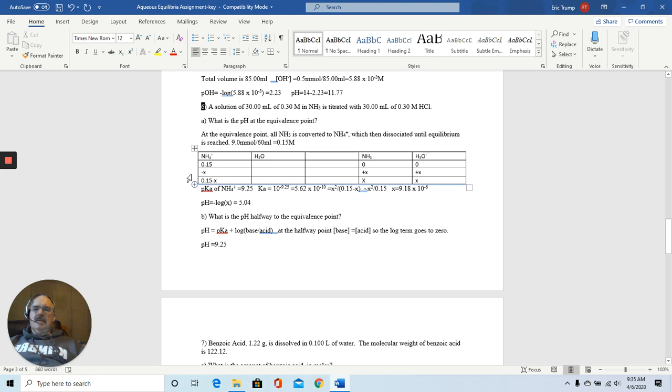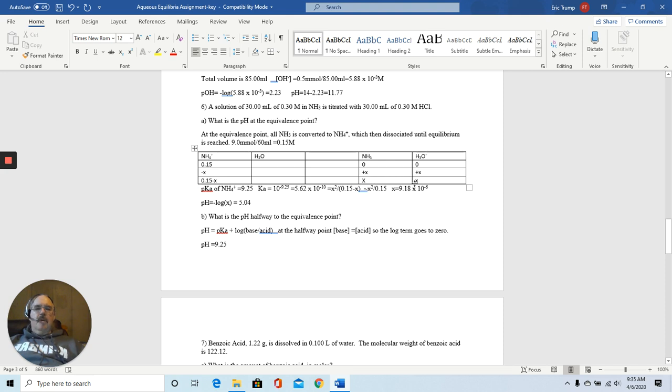Okay, when ammonium back dissociates, it will decrease by X, and ammonia and hydronium will both increase by X. Okay, the pKa of ammonium is 9.25. The Ka is 10 to the minus 9.25, or 5.62 times 10 to the minus 10th. Ka would be ammonia times hydronium over NH4 plus.